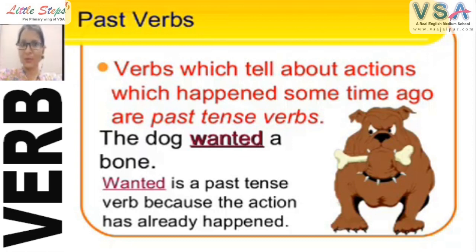What are past verbs? Those action verbs which refer to the time of past are called past verbs. Means verbs which tell about actions which happened some time ago, यानी जो काम पहले हो गया और उस काम को एक्सप्रेस करने के लिए, उनके बारे में बताने के लिए जिन verbs का यूज हुआ, वो verbs कौन सी verbs बोले जाएंगे? Past verbs बोले जाएंगे.